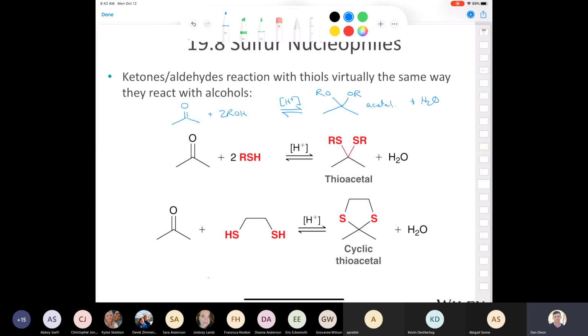We can do the same thing with a thiol. This is called a thiol. It's the sulfur analog of an alcohol. And so we end up forming a thioacetal, which is the sulfur analog of an acetal.